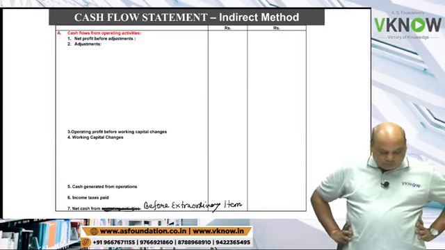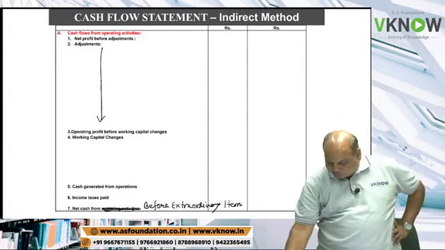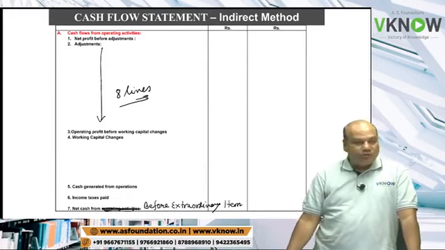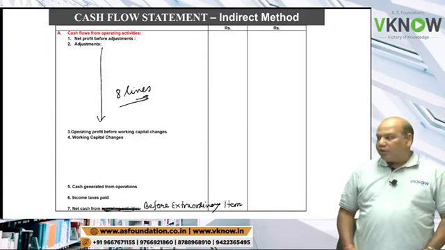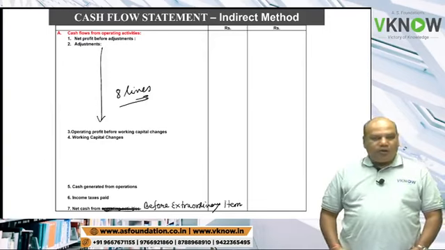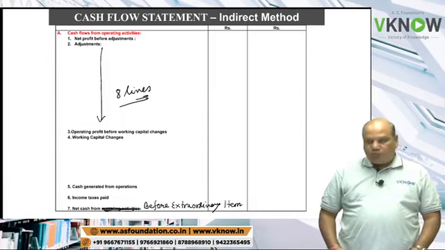One line blank. Point number 2, adjustments. Keep around 8 to 10 lines blank. Point number 3, operating profit before working capital changes.